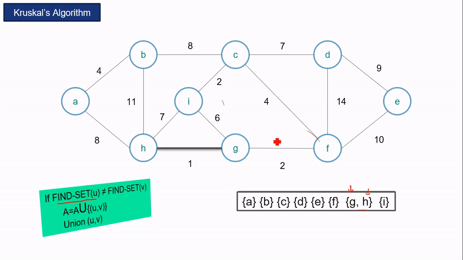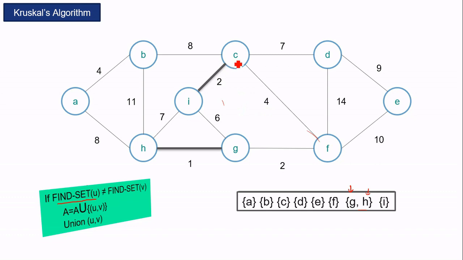Now the next minimum weight edges are edge IC and edge GF. You can add edge IC or GF, that is your choice. Here I am considering the edge IC first. Find the set of I: I is an independent set, there is no other element in it. Find the set of C: C is also an independent set. So I and C do not belong to the same set, so I will add the edge IC into the minimum spanning tree.